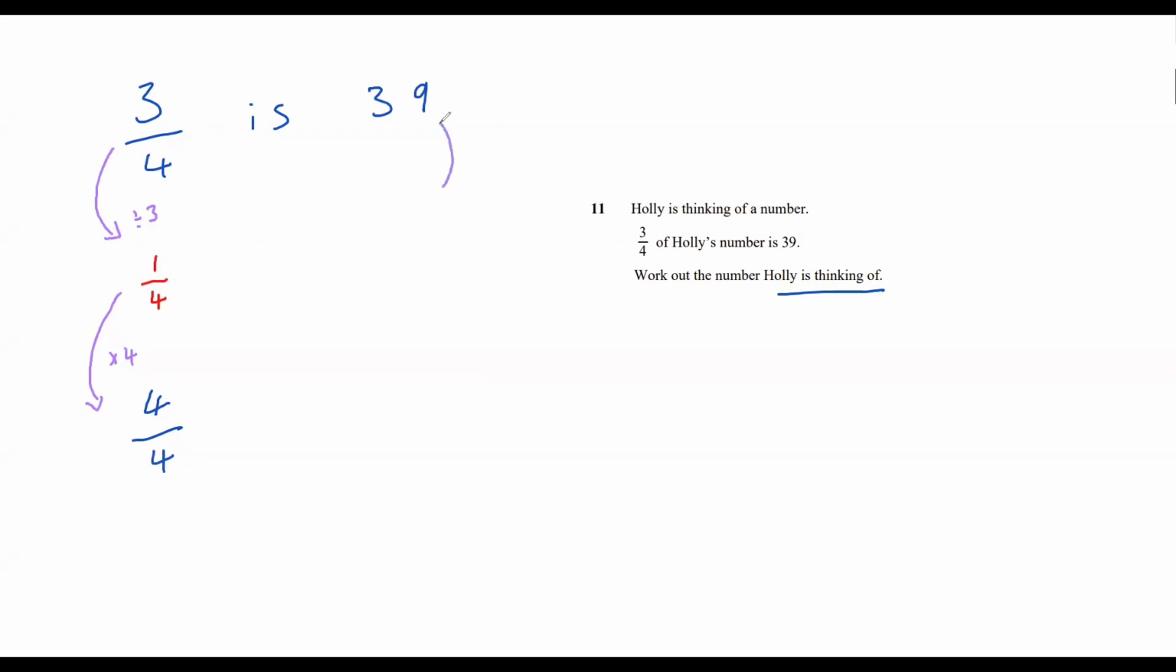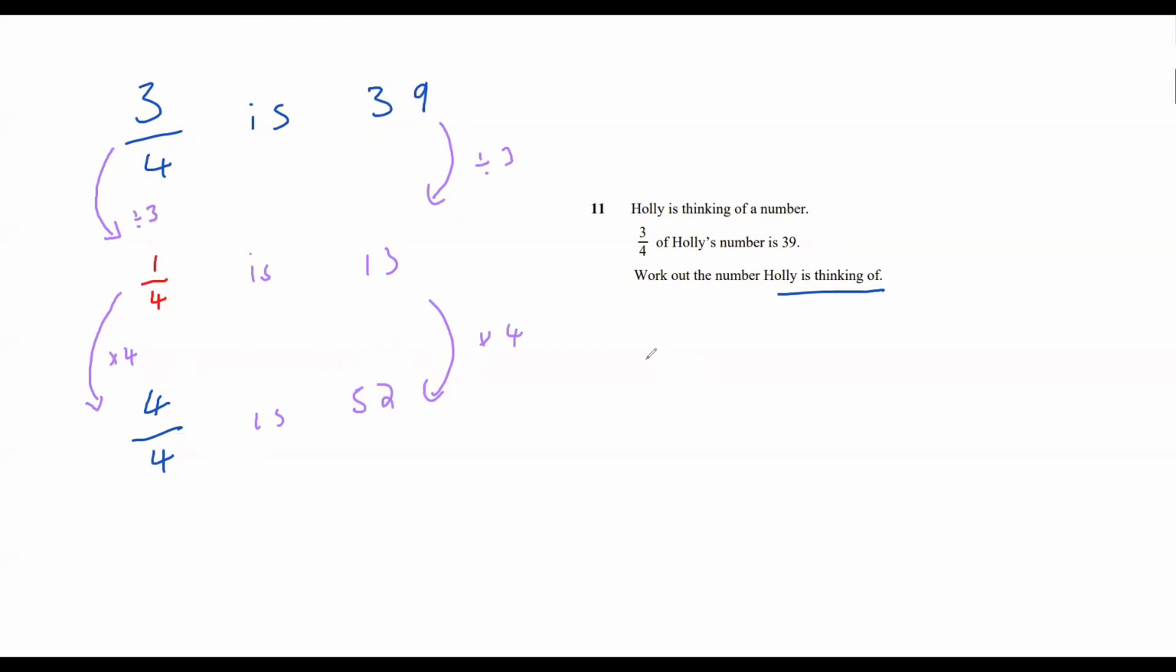Okay, let's now do the same to this side. Let's divide this by 3. That means that 1/4 is going to be 13. Do the same to this side, so times by 4 here, and that's going to get us 52. Okay, and then we can just double check this is correct, can't we?